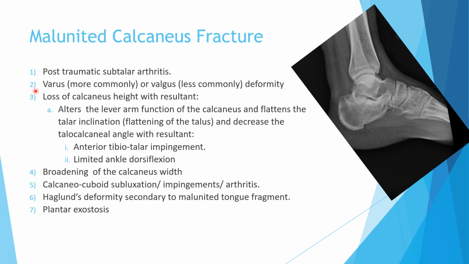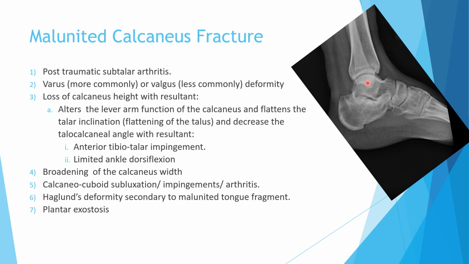And then there's one which is very important because it actually reflected on treatment of malunited calcaneus fracture, which is loss of calcaneal height. So as you can see here, this patient, beside the subtalar arthritis, lost the calcaneal height. You can know this from Bohler's angle. Basically, the angle, as you can see, is 0. There is no angle at all.